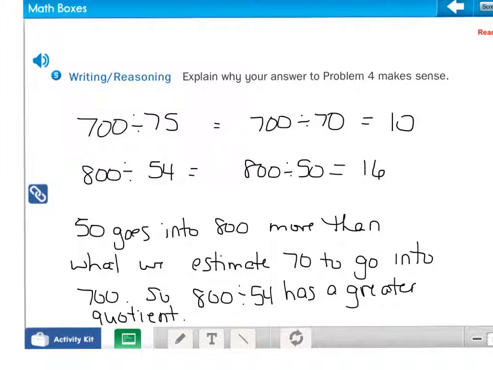Okay, so that doesn't have to be word for word for question number 5, but something similar to that, as long as you're making sense as to how you solved problem number 4.